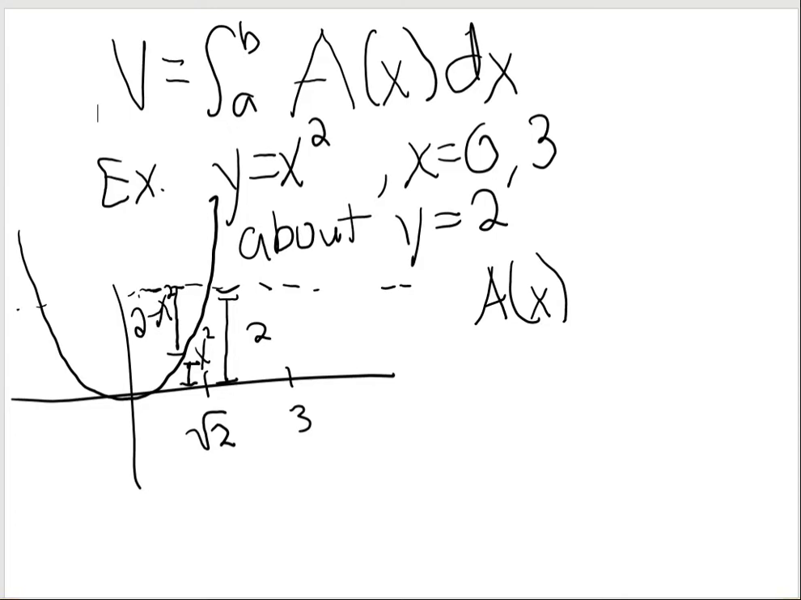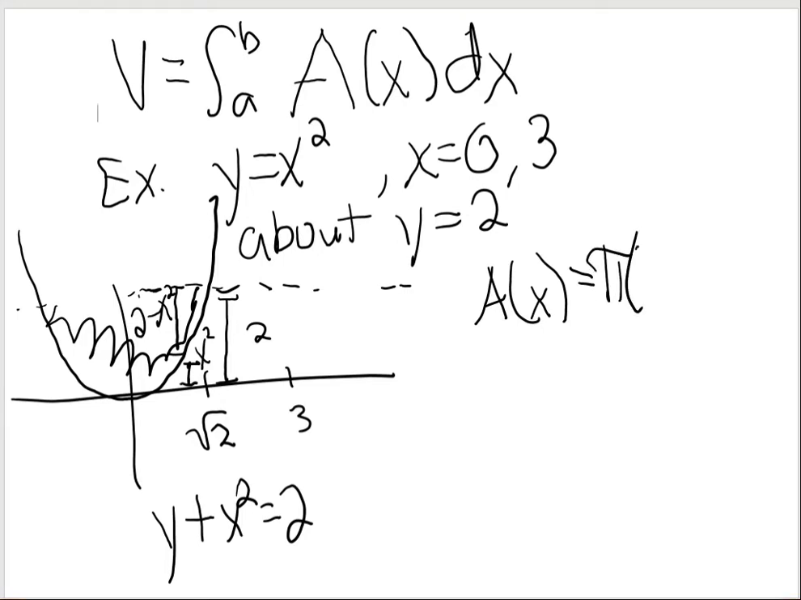Why? Well, because you need to be able to add them such that they equal 2. In other words, we want it to be such that y plus x squared equals 2. But that's for this area, which is in between 0 and square root of 2. What do we get? We get that this is going to be pi times (2 minus x squared) quantity squared.